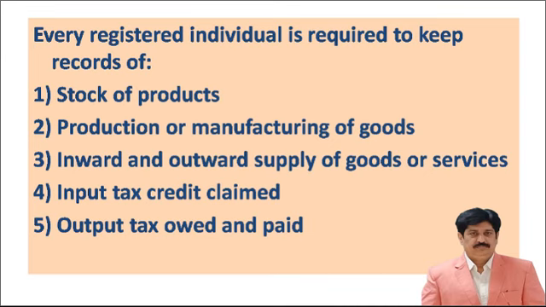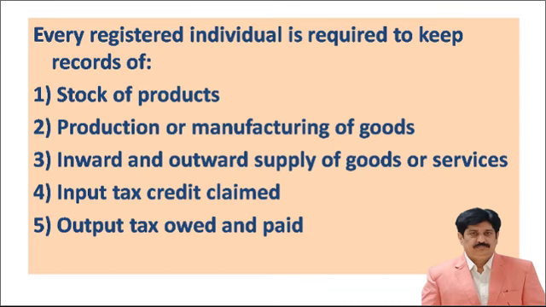Every registered individual should maintain the following records. The first thing, stock of products. Stock of products means what products they are dealing with in the business process. They need to give the complete details regarding the products. Production or manufacturing of goods. If a business concern is producing or manufacturing goods, we are required to submit the complete data regarding their production also. We need to maintain a separate set of books for that production or manufacturing of goods.